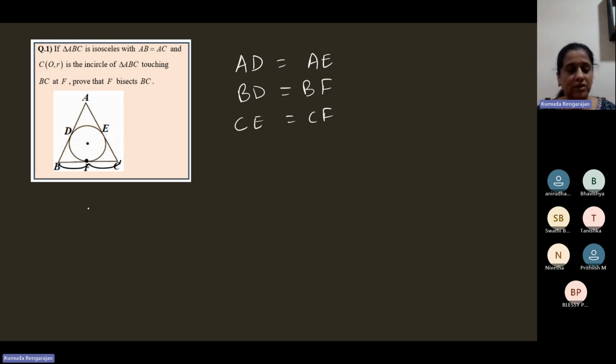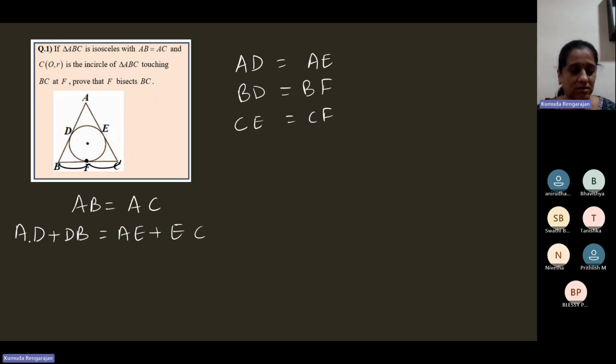Now let's start with what is given. AB is equal to AC, right? This is given to us. Let's start with this. Now you can write AB as what? AB is AD plus DB, correct? And what is AC? AE plus EC. Simple, no? Now is AD equal to AE? See here, AD is equal to AE, right? So can I cancel that on both sides? Yes, I can cancel. So now we are left with DB equal to EC.